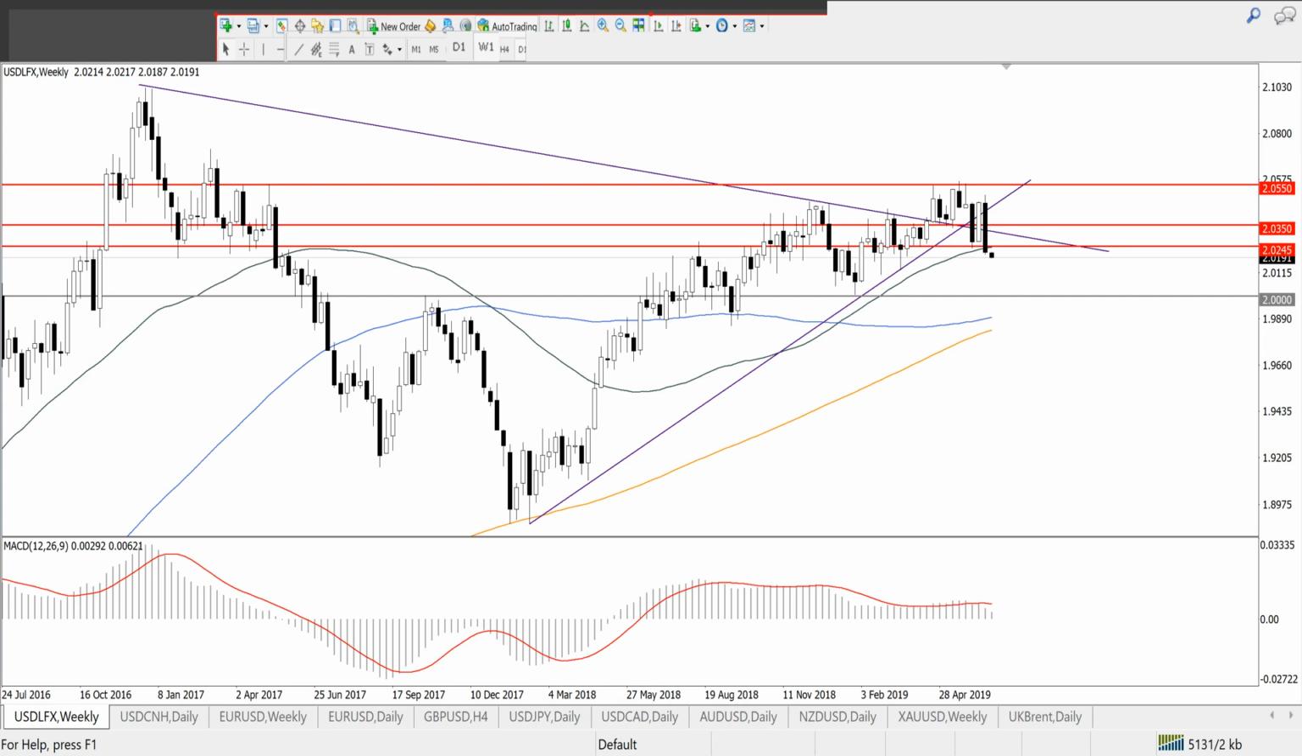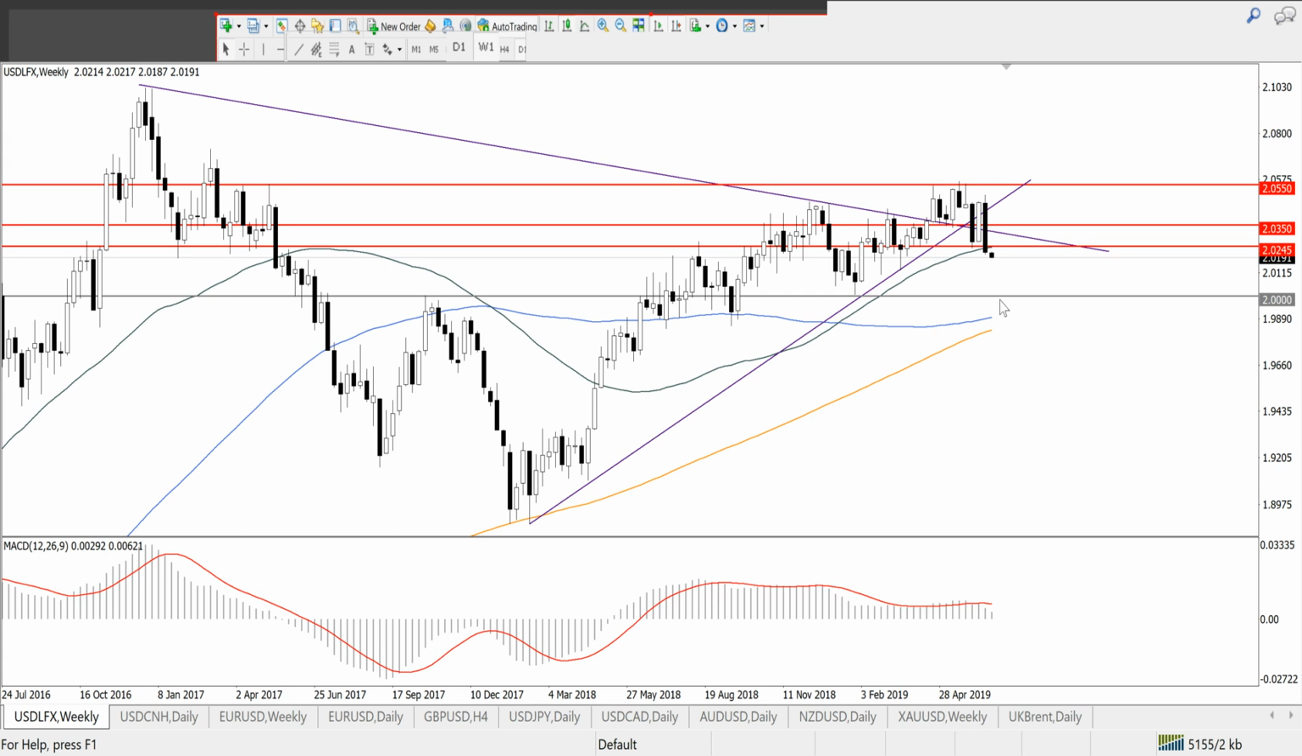Everyone just got on that train of weaker USD, and we can see on the weekly chart that the American currency closed below the 50-week moving average. That opens the way for further downside.